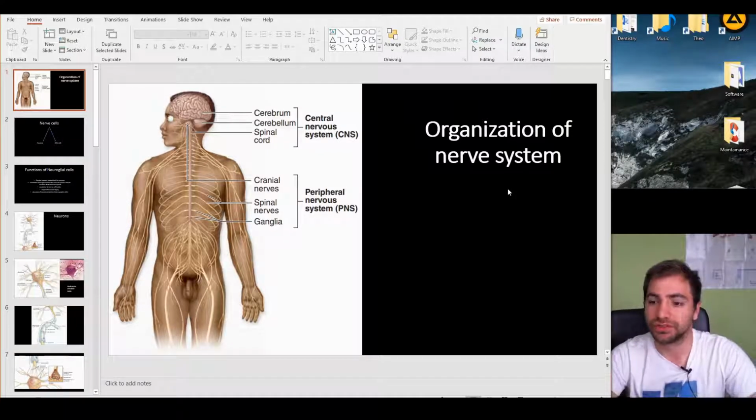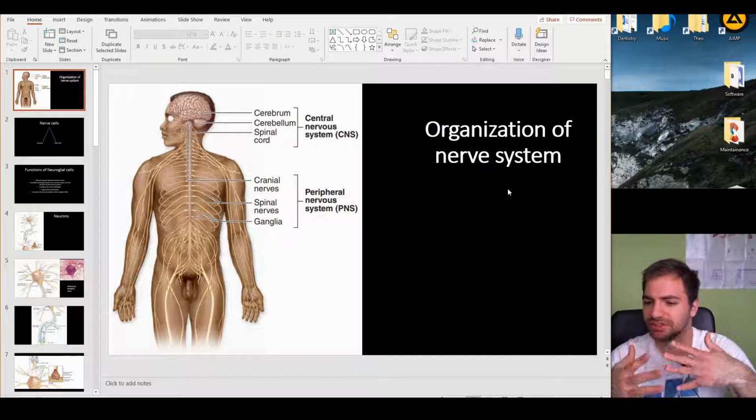Hello guys, today we're going to talk about the nerve system and the nerve tissue actually. So first up, let's discuss the basic organization and the difference between the CNS and the PNS. Well, CNS is the central nervous system and is composed of three different components: the cerebrum, which is the brain, the cerebellum, and the spinal cord.